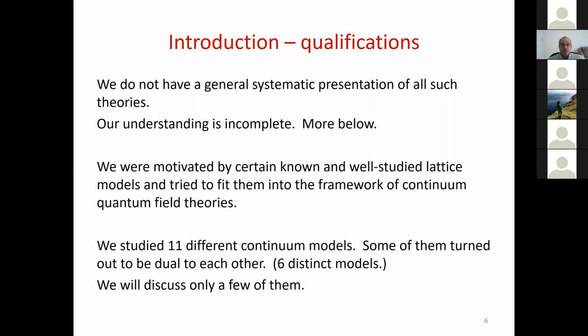By the time we finished writing these papers, I counted that we studied 11 different continuum models. Some of them turned out to be dual to each other, so there ended up being only 6 distinct models. By now, with my various collaborators, we've analyzed many more. We have at least doubled the number of systems that we studied. They do have some common features, and as we go to more sophisticated models, there are new features. But I would like to start here with the simplest of them and analyze it in some detail, and then I'll mention what happens in more sophisticated cases.